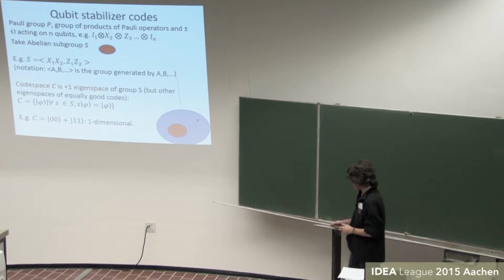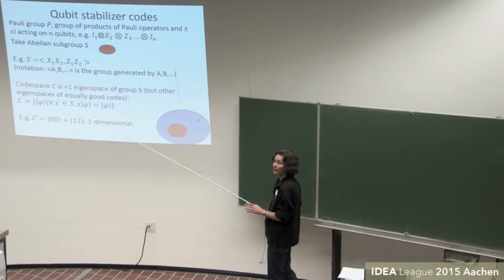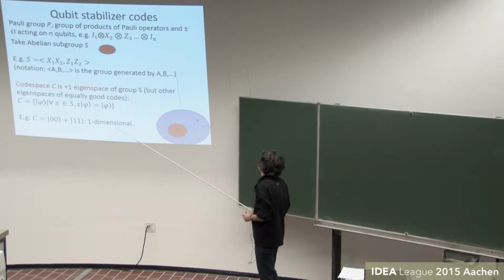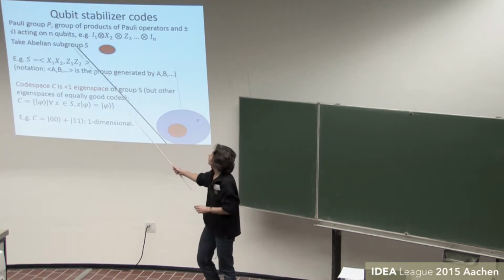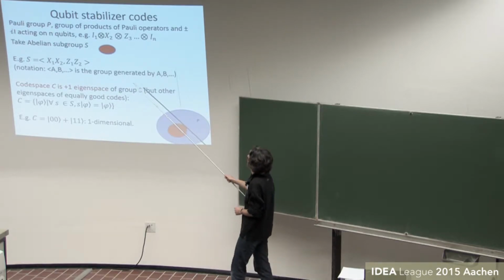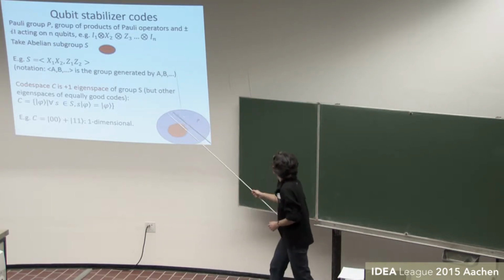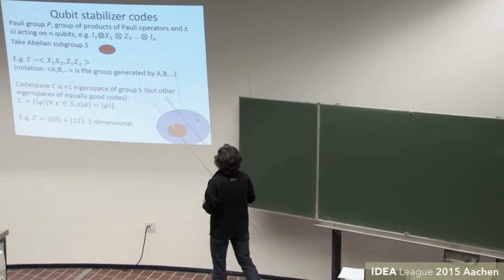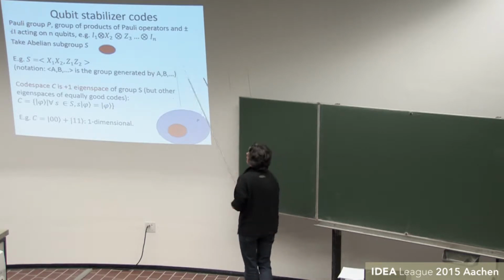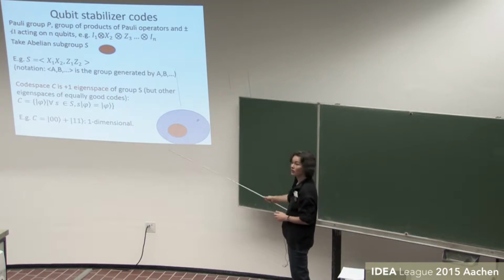Okay, so how do we get a stabilizer code? We start with, let's imagine we have n qubits, and there's a group. It doesn't matter that we call it a group. It's just the products of all Pauli operators on all these qubits. For example, this is an example of such a Pauli: X2, the Pauli X on the second qubit, Pauli Z on the third qubit, identity on the nth qubit, etc. And that's this blue circle P.